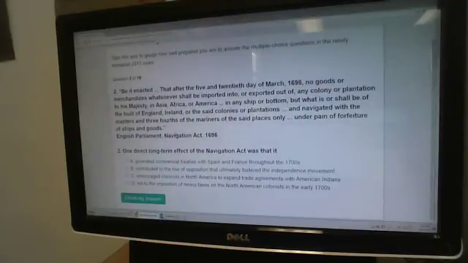Okay, direct long-term effect of the Navigation Act. It promoted commercial treaties with Spain and France throughout the 1700s. Contributed to the rise of opposition that ultimately fostered the independence movement. Encouraged colonists in North America to expand trade agreements with American Indians. Led to imposition of heavy taxes on North American colonists in the early 1700s.